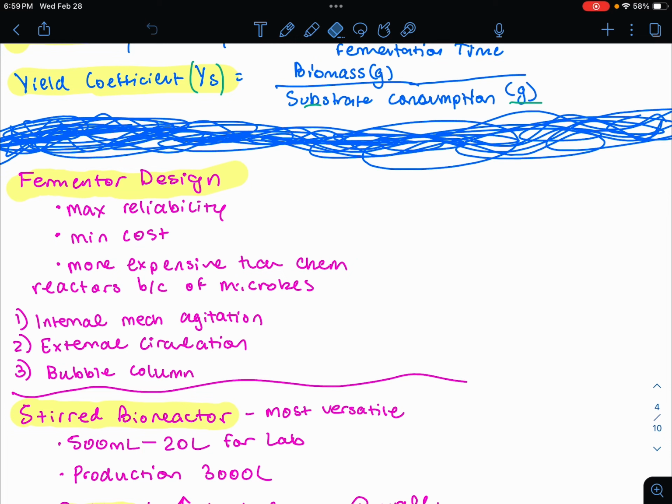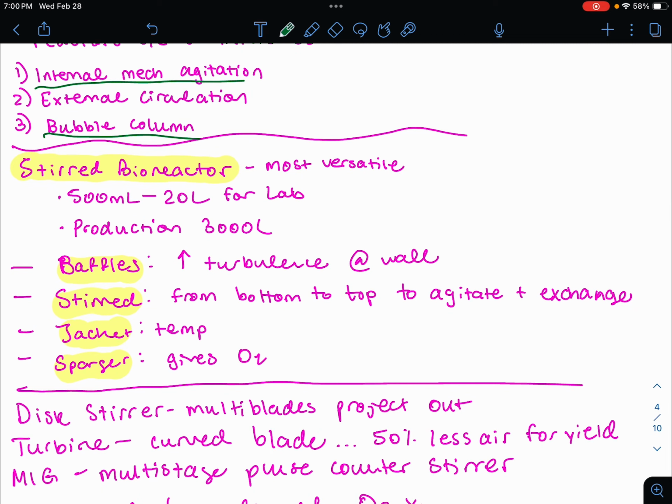All right, so the first thing, designing the fermenter systems, we need maximum reliability, we need minimal cost, and these are going to be more expensive than chem reactors due to the considerations that you need to make for microbes. You're growing microbes in these. So reactors can be classified as internal mechanical agitation reactors. That's the first type here. Then we also have external circulation. And then our third type is bubble column. Those are just the 3 types of reactors.